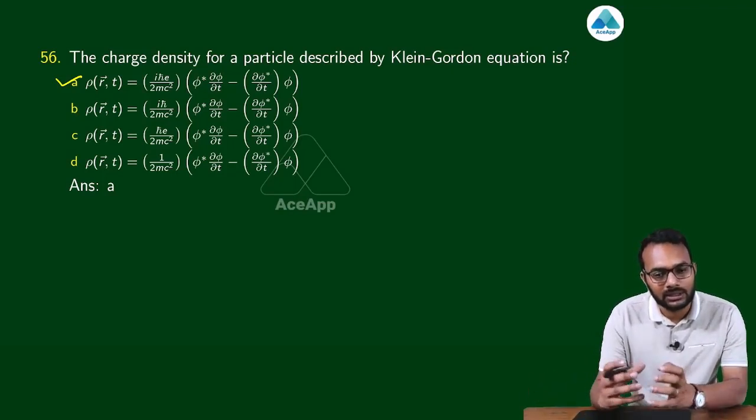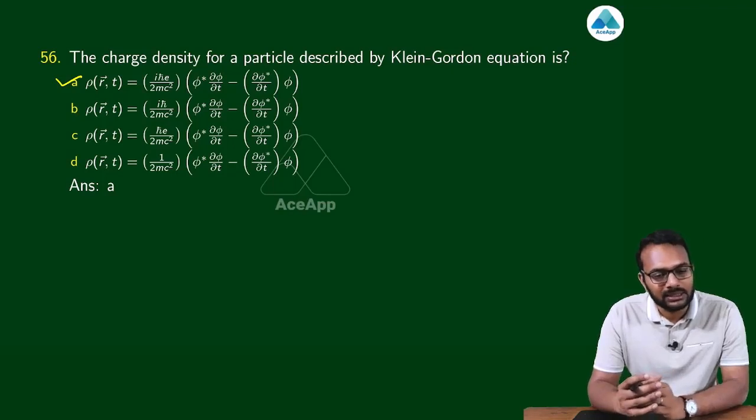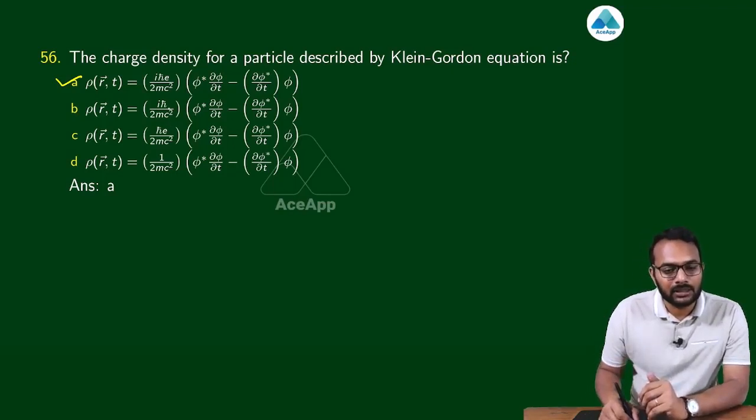Right, you cannot use the usual structure and have a sensible theory, but this is the first step. Okay, so we need the e term. This is the probability density; we have a term that is not multiplied by e, so this is not the charge density. All other options are wrong also. So phi star dou phi by dou t minus dou phi star by dou t phi, and you have I h cross e by 2mc square. So option A is the answer.